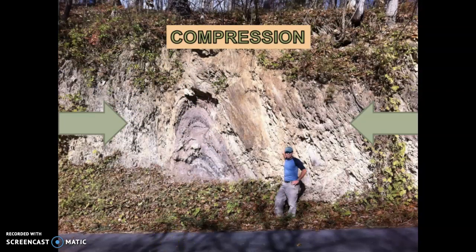This is a little bit bigger fold. And in this case, you can see the effects of compression. Things were pushing in from the sides. That's what folded these rocks. Now, initially, you might look at these rocks and think they look kind of like clay or shale. So it makes sense that that could deform fairly easily if it's made out of clay.